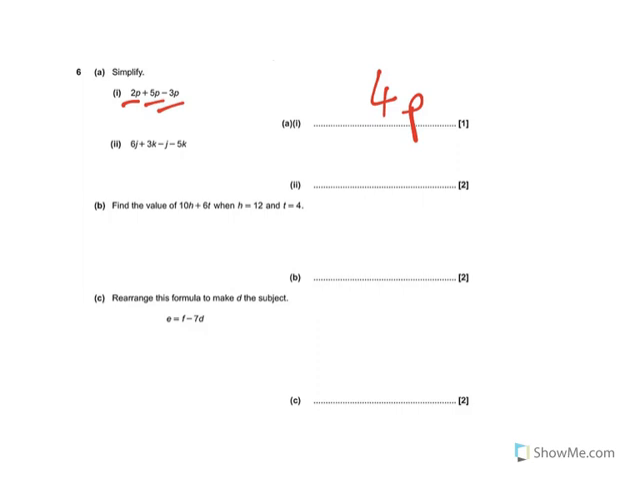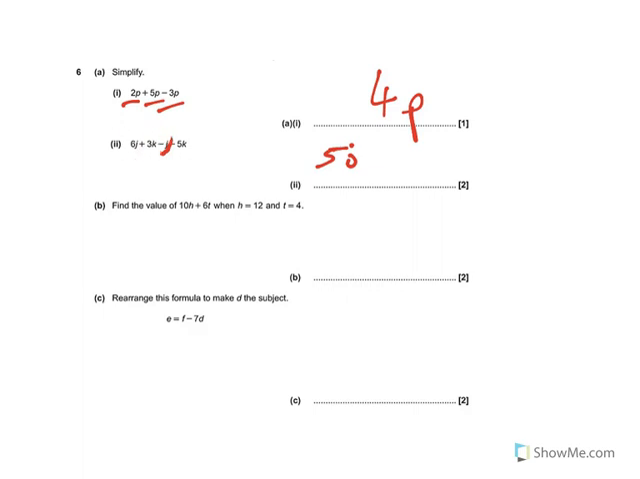Okay, 6a, part 2. Slightly harder this time, there's more than one term, so we have to collect the terms that are similar. So we've got the 6j, we can circle that one because that is one term. We've also got another term with the same variable, which is j here, so 6j minus j gives us 5j.